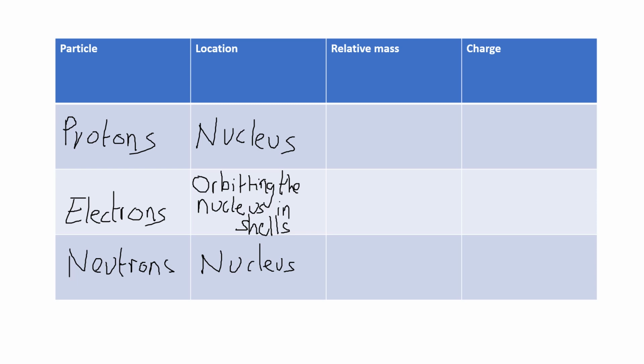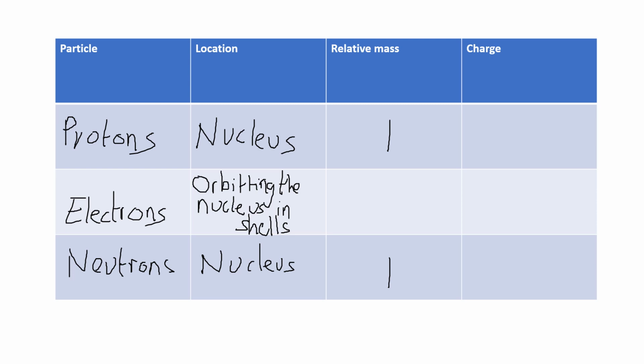We need to know a little bit about the relative masses of these particles as well. So I'm going to give you what we call the relative mass. Now that basically just means how heavy one of these particles is when compared to one of the others. So all of the mass in the atom comes from the protons and the neutrons. So we could say that they have a relative mass of 1.